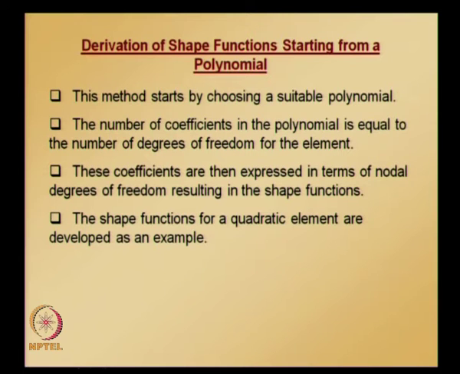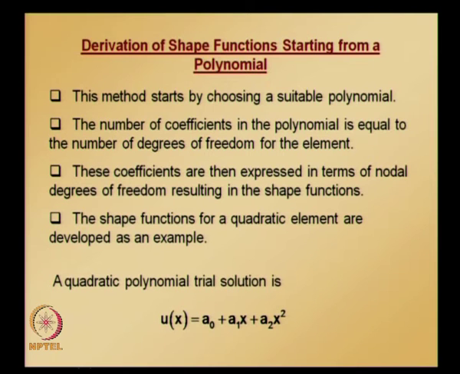Shape functions for a quadratic element, the derivation is shown. A quadratic polynomial trial solution is assumed, u is equal to a naught plus a1x plus a2x square. Why? Because since there are three unknown parameters, each element must have three nodes, so that these parameters can be expressed in terms of unknown solutions at the nodes.